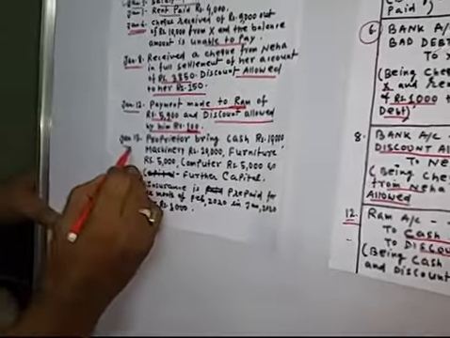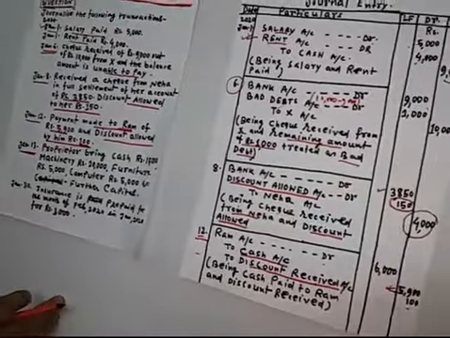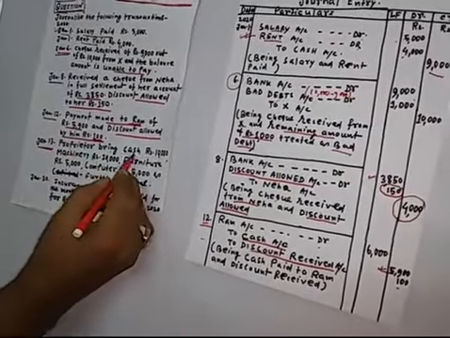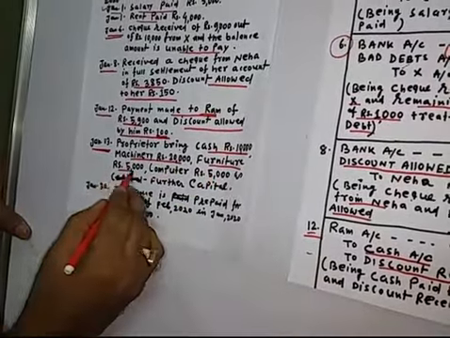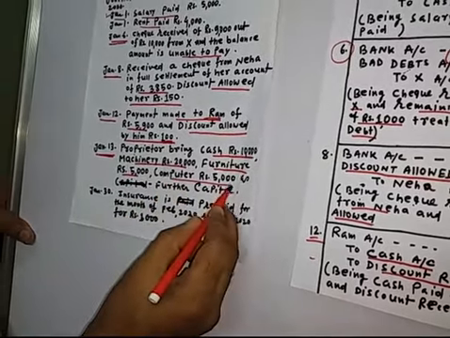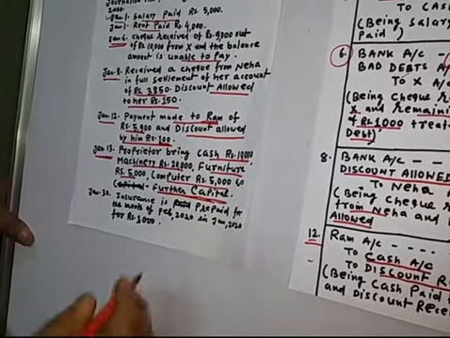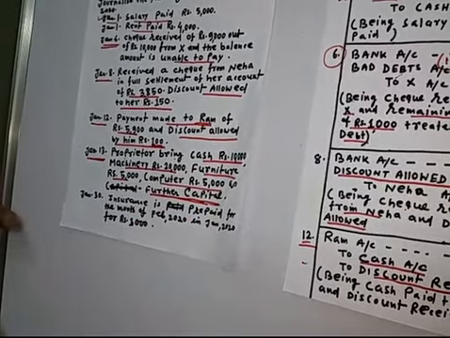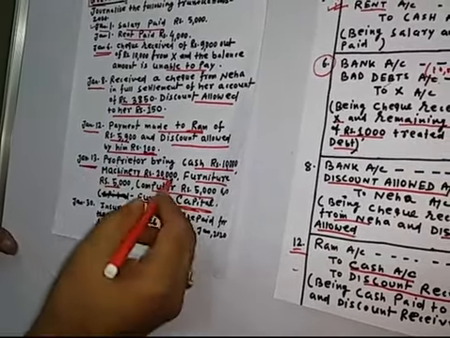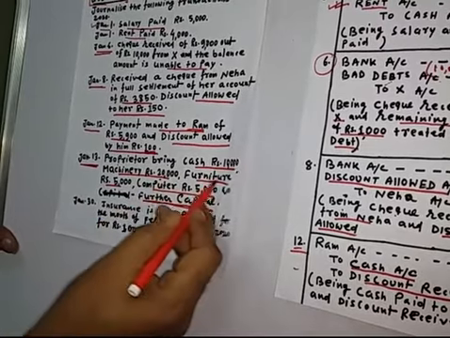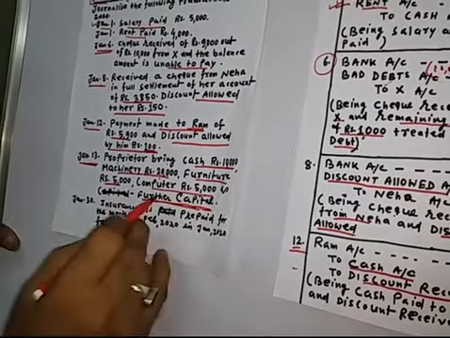Now you go to Jan 13. Jan 13 is more important. See the question. The proprietor brings cash rupees 10,000, machinery rupees 20,000, furniture rupees 5,000, and computer rupees 5,000 as further capital. Sometimes the proprietor brings money to continue the business as further capital. So here also the proprietor brings cash 10,000 rupees, machinery 20,000 rupees, furniture 5,000 rupees, computer 5,000 rupees as capital. So now you go to the compound entry.